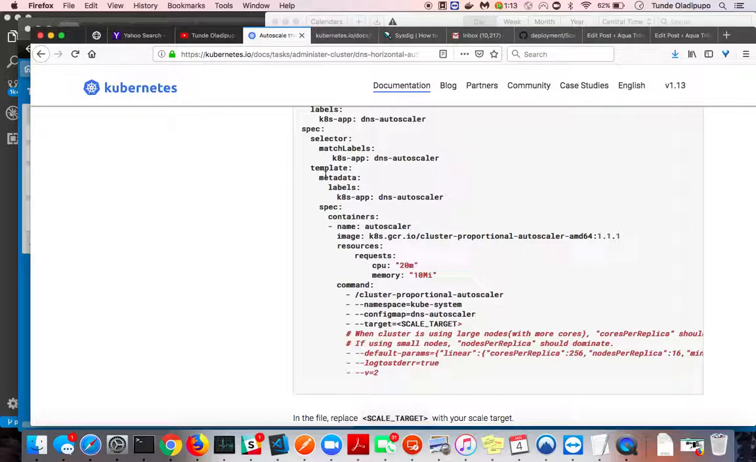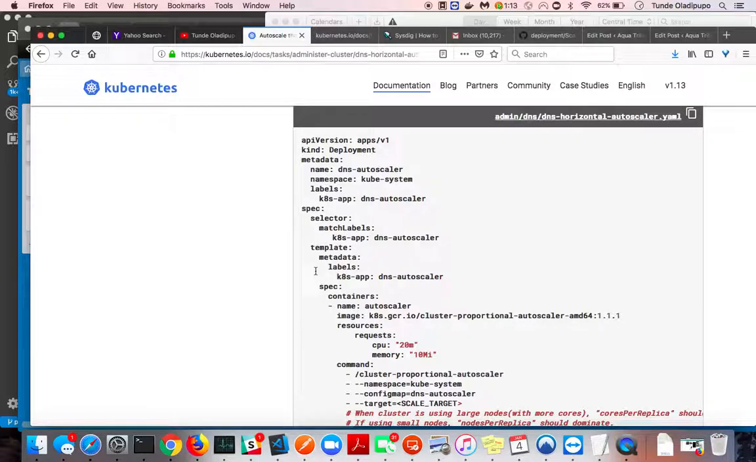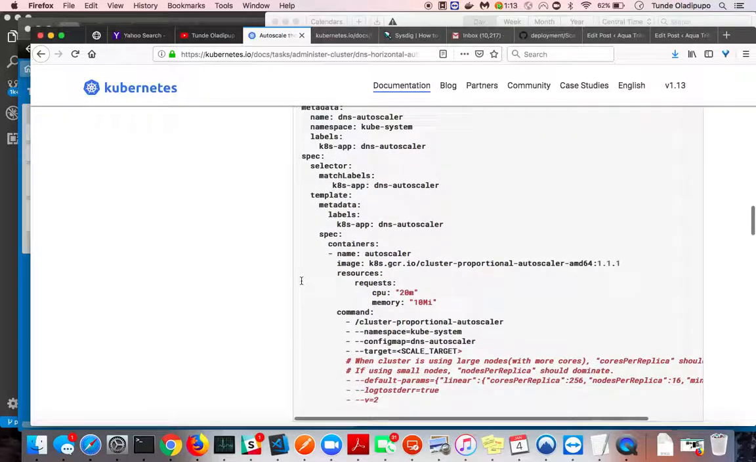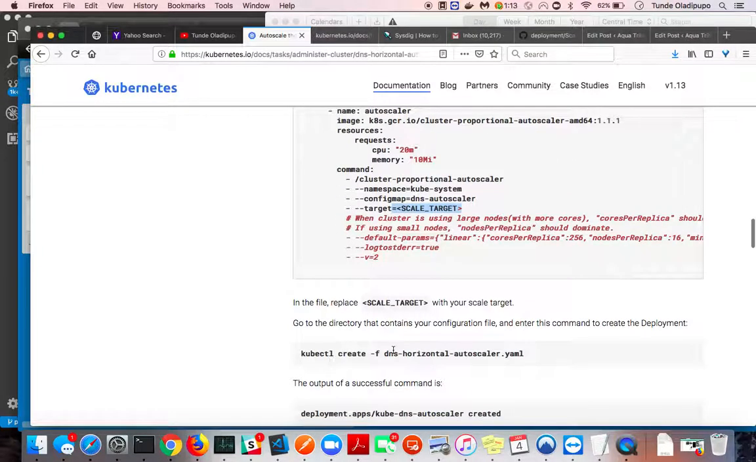Now how do you pass that config into this deployment? Remember, this is a deployment that tracks your CoreDNS deployment. So this is your cluster proportional autoscaler, and what it simply tracks is your CoreDNS deployment. In this case, you will simply say deployment/coredns, so it will be tracking that particular deployment. So that's something I had to solve today.